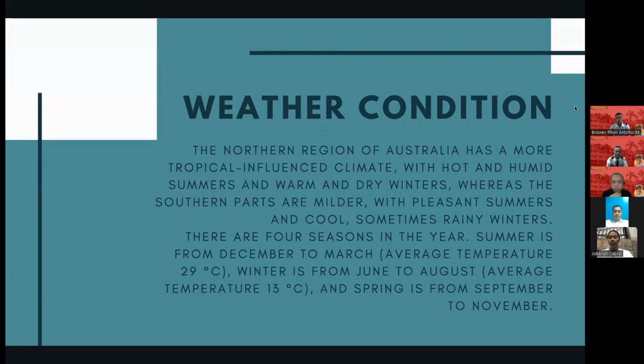Weather condition. The northern region of Australia has a more tropical influenced climate, with hot and humid summers and warm and dry winters, whereas the southern parts are milder, with pleasant summers and cool, sometimes rainy winters. There are 4 seasons in the year. Summer is from December to March. Average temperature is 29 degrees Celsius. Winter is from June to August. Average temperature is 15 degrees Celsius, and spring is from September to November.